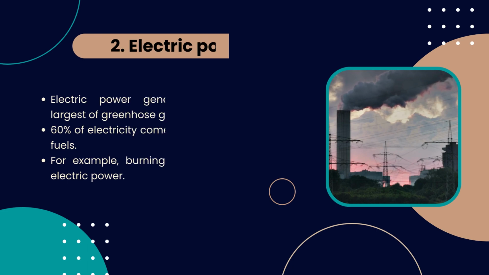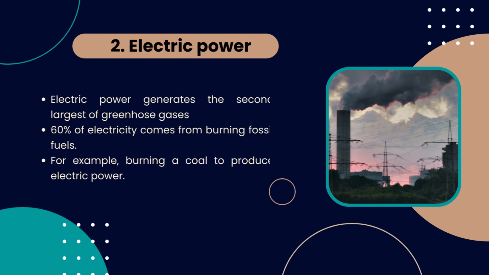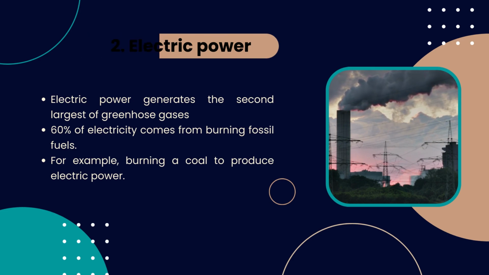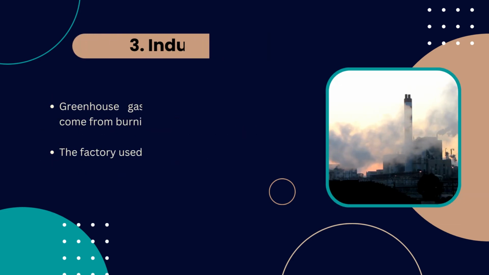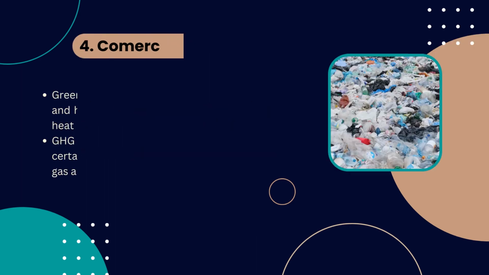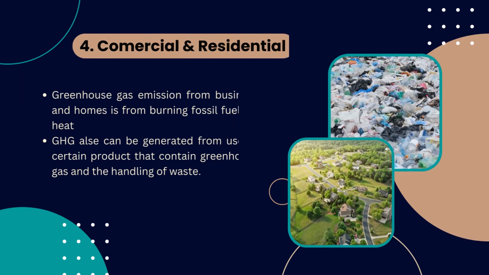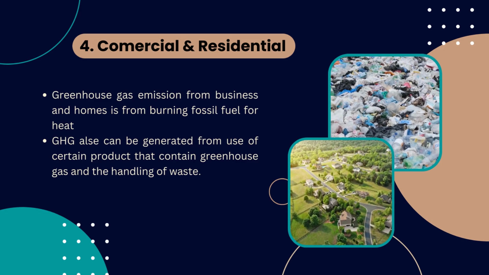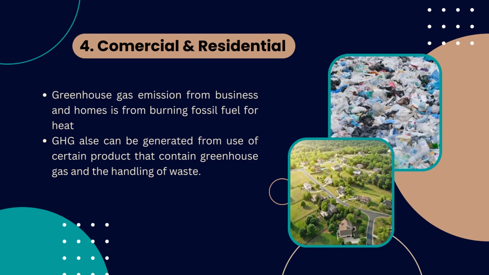The second is electric power. Electric power generates the second largest greenhouse gases. 60% of electricity comes from burning fossil fuels, for example, burning coal to produce electric power. The third is industry. Greenhouse gas emissions from the industry come from burning fossil fuel for energy. The factory uses fuel to produce goods. Fourth is commercial and residential. Greenhouse gas emissions from businesses and homes are from burning fossil fuel for heat.